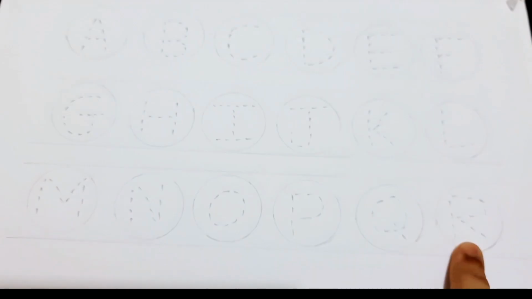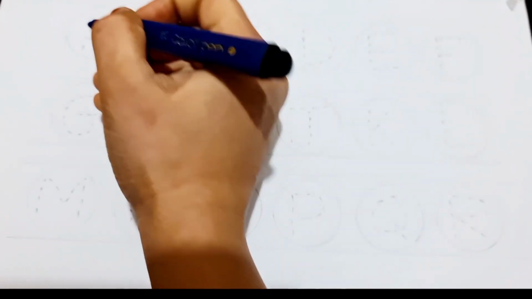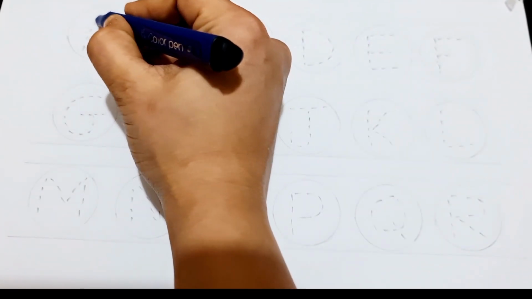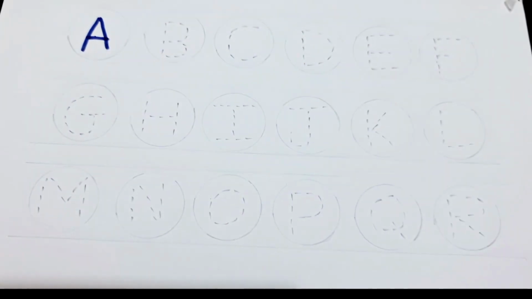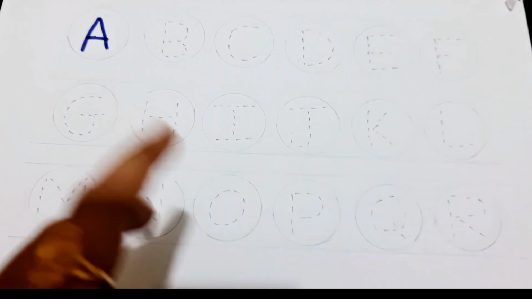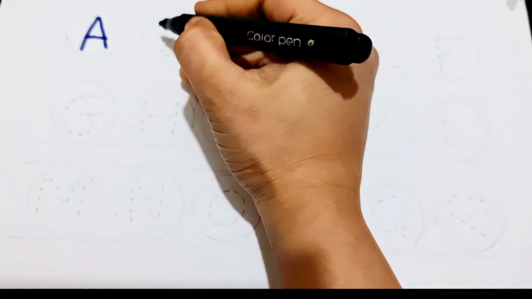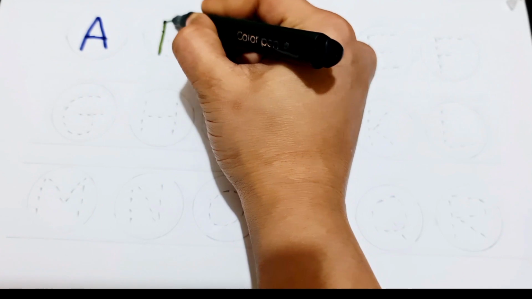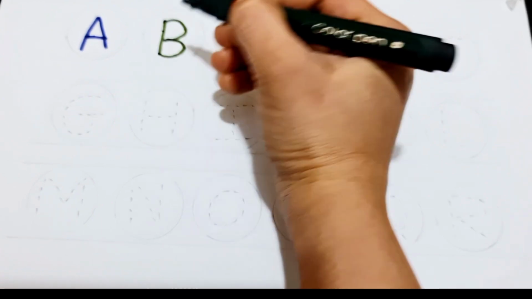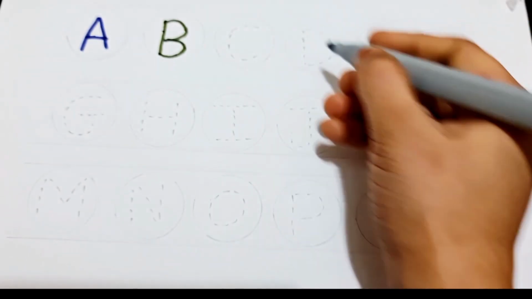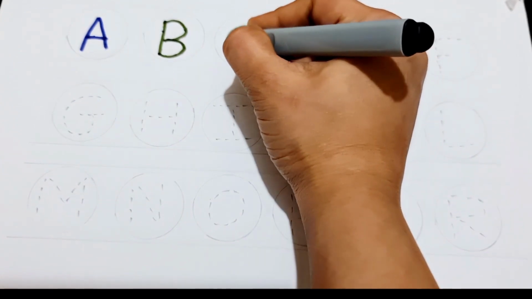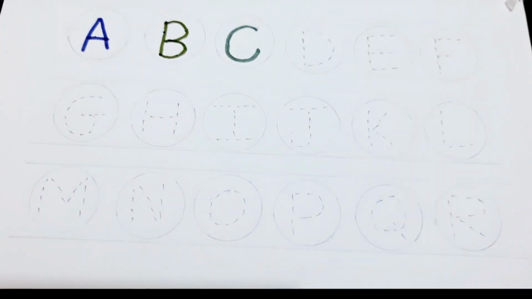Let's learn to write the alphabets from A to Z. Blue color. A is for apple. Forest green color. B for ball. Gray color. C for cat.